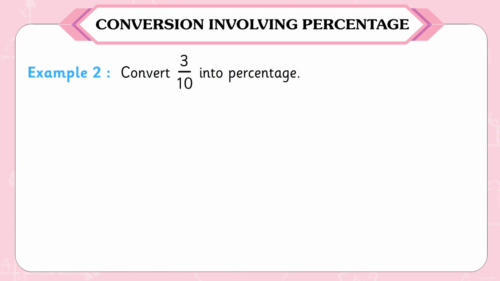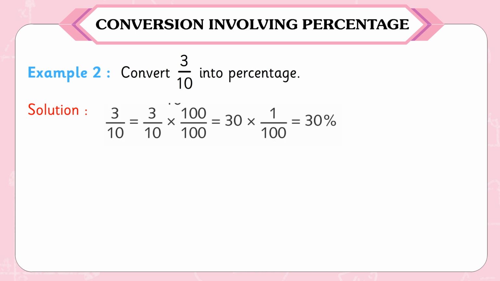Example 2. Convert 3 upon 10 into percentage. Solution: 3 upon 10 is equal to 3 upon 10 into 100 upon 100 is equal to 30 into 1 upon 100 is equal to 30%.